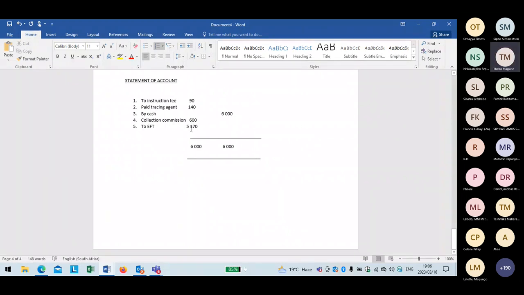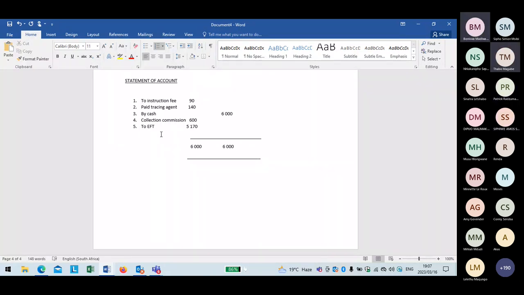The 5,400, the reason it was 5,400 is because it included your one-third allowance. You will see that if you take the 5,400 and minus 230, which is your one-third allowance, you will get 5,170. Do you see?